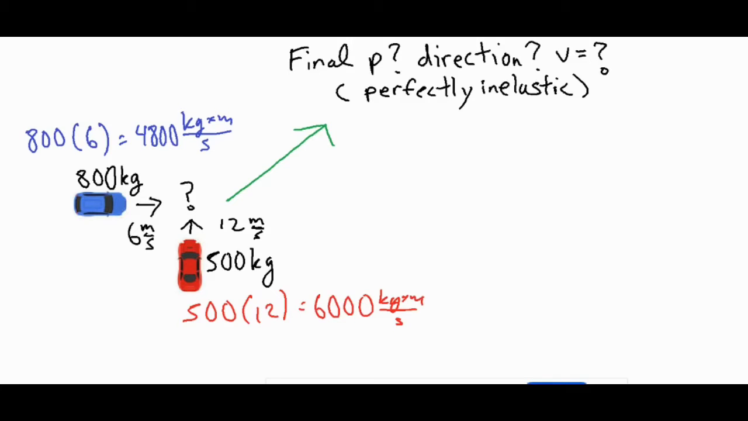So what we can do is do some vector addition and take our horizontal component of 4,800 and then use the tip to tail method with our red vector and put that up at 6,000. And then if we combine those two, we can find the resultant vector. That resultant vector is going to be our final momentum for both of the cars after the inelastic collision. So we're going to go ahead and find the final momentum, the velocity, and then the angle.